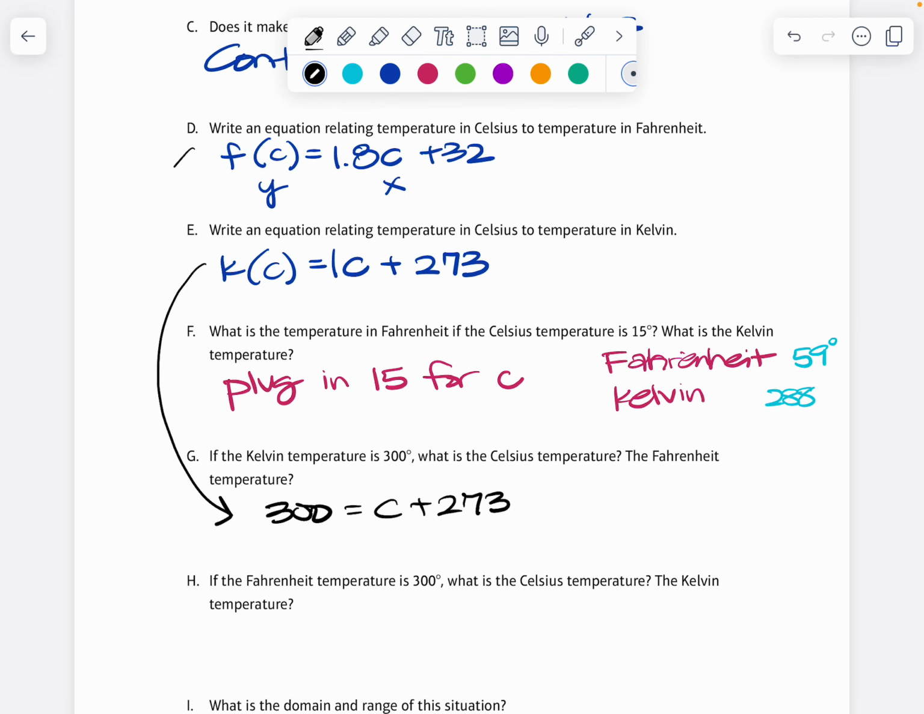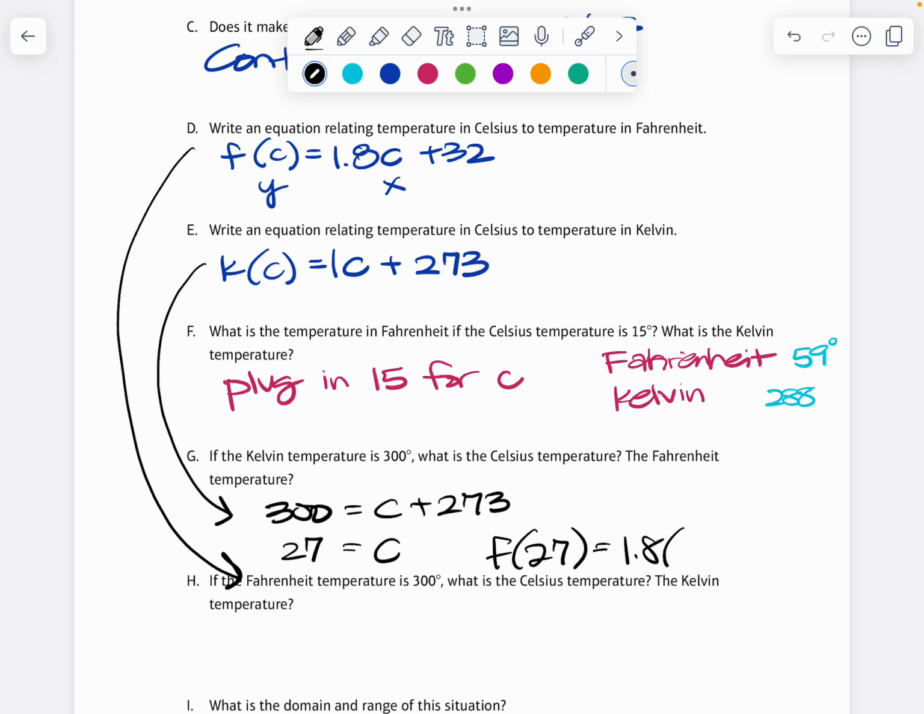So then for the Fahrenheit, I would use that equation and substitute in. If you solve this, you should have gotten 27. So now I'm going to plug that in for f of 27 equals 1.8 times 27 plus 32. See, I'm using that Fahrenheit equation. So we're just kind of going back and forth between these tables and formulas.